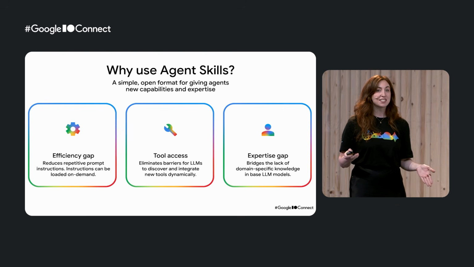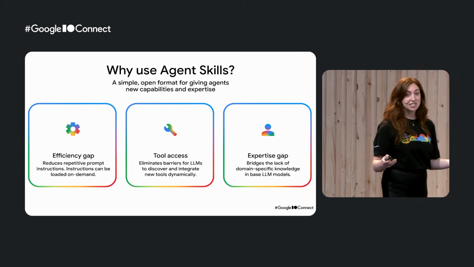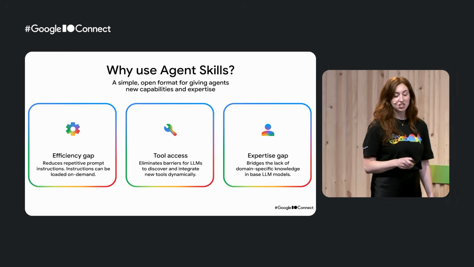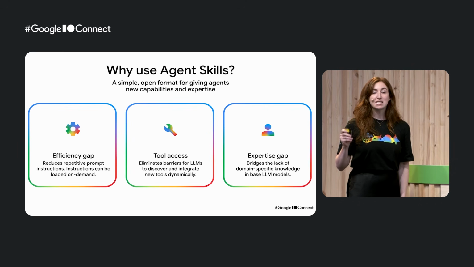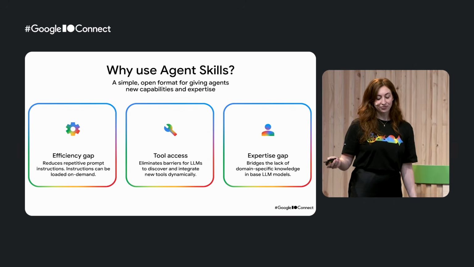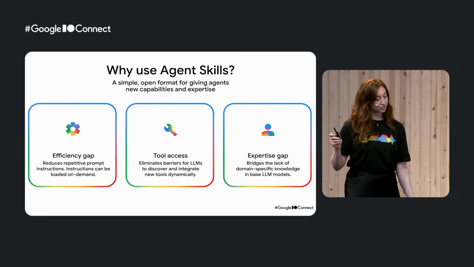So now that we've talked about the Google AI Edge stack a little bit, let's talk more about agent skills and why they are useful. An agent skill is a simple open format for giving agents new capabilities and expertise. Models, especially smaller ones that you might be running on edge devices, sometimes need special instruction to get an experience exactly right. Agent skills help us address that in 3 main ways.